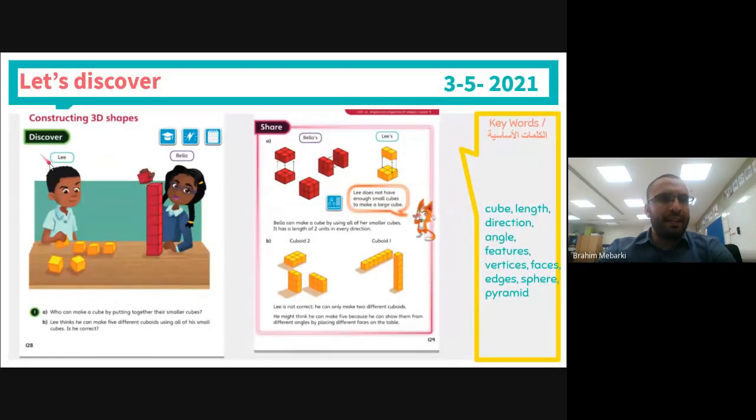So Lee and Bella are trying to construct a 3D shape by using these small cubes. They want to make a cube out of these small cubes. So who can make a cube by putting together their smaller cubes? Bella or Lee? Think. If you have an answer, please click on the raise hand button. Who can make a cube?